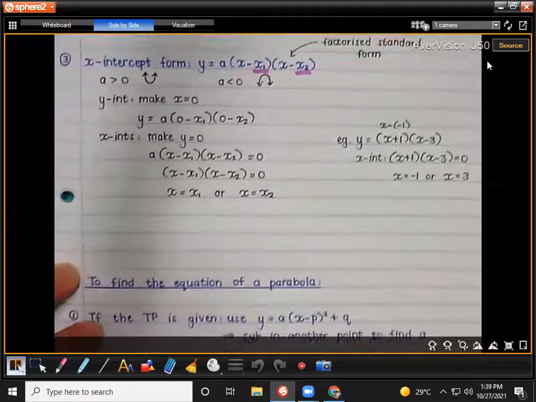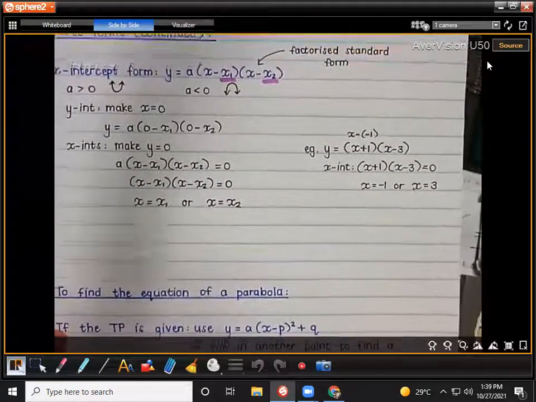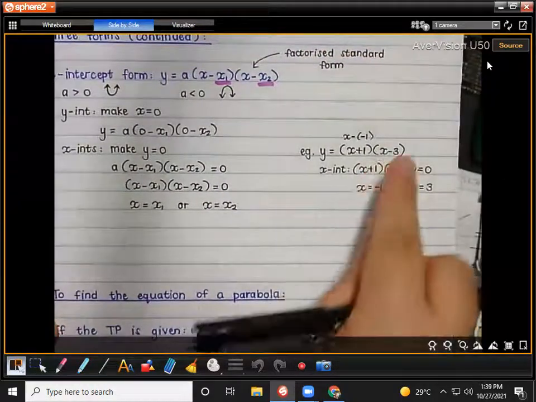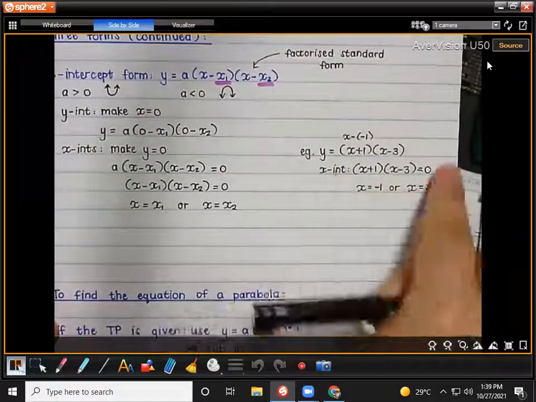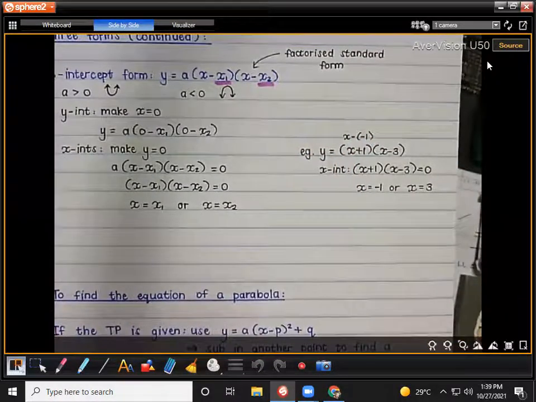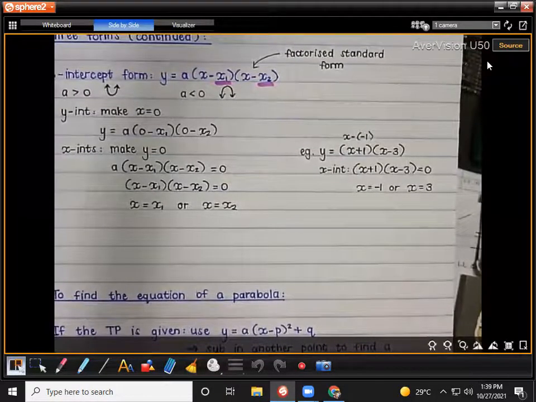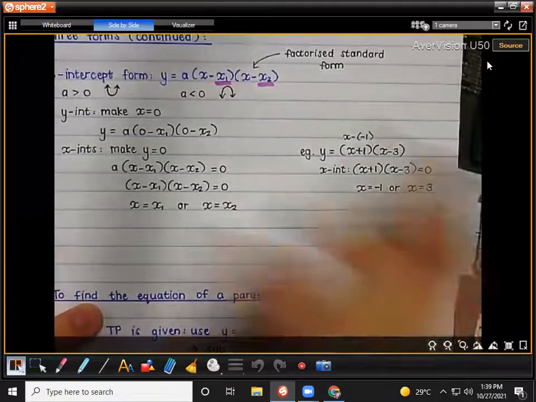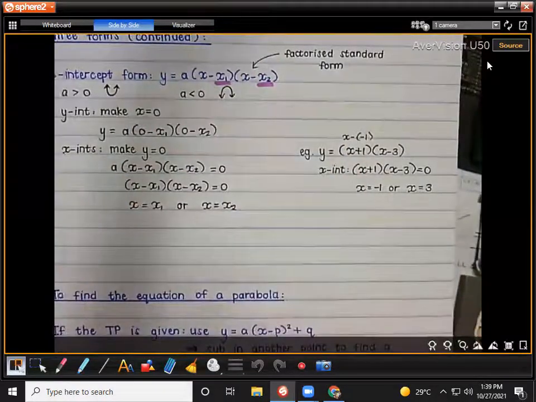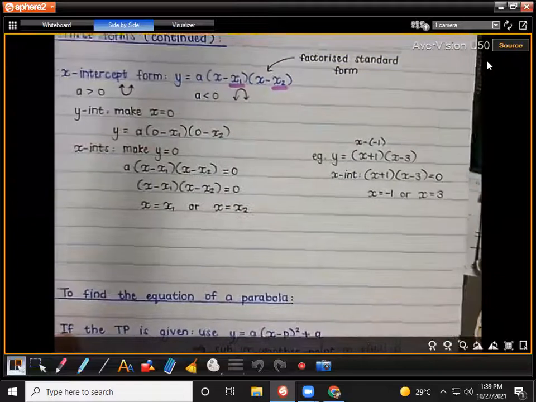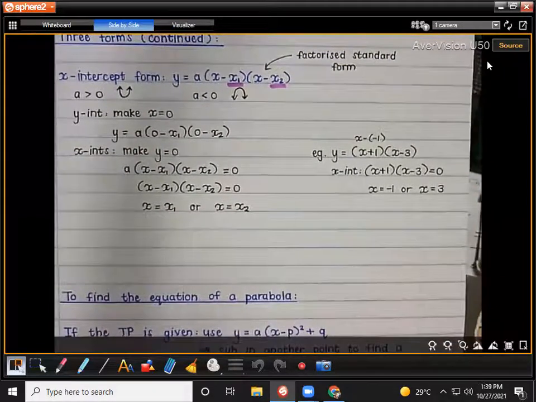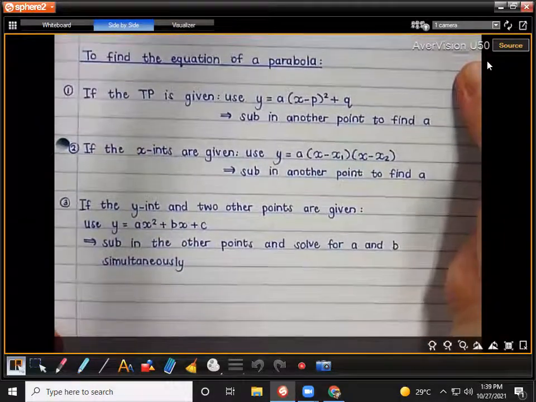Okay, so those are the three forms of a parabola equation. Now, if you have an equation in this form and they're asking you to write it in standard form, what would you do? You have to write it in ax squared plus bx plus c. What would you do? Multiply the brackets out. You would just FOIL them out. This doesn't really come up, but you never know. It's basically just the standard form that has been factorized. That is x-intercept form. Okay, copy this note down, please.